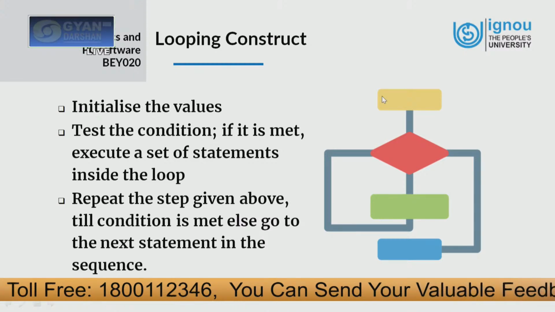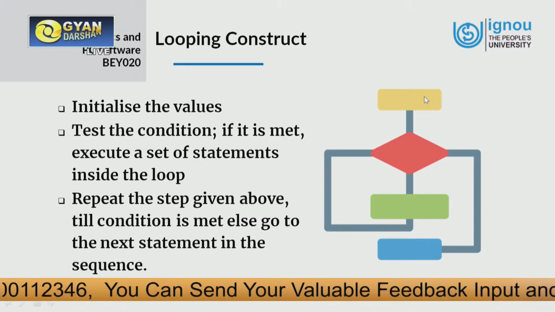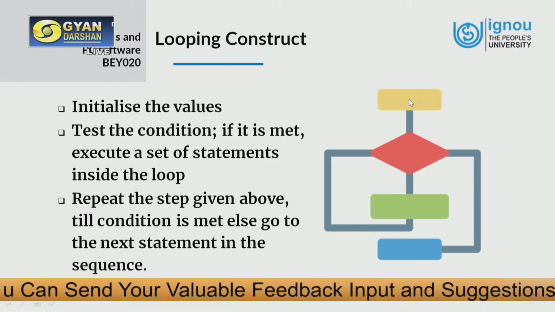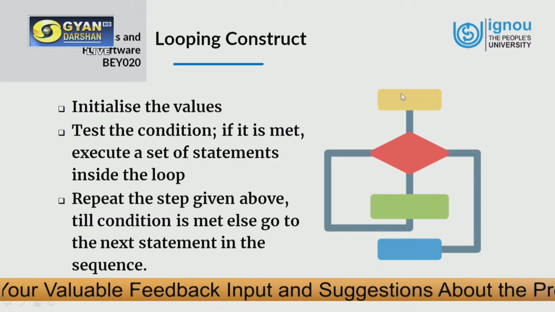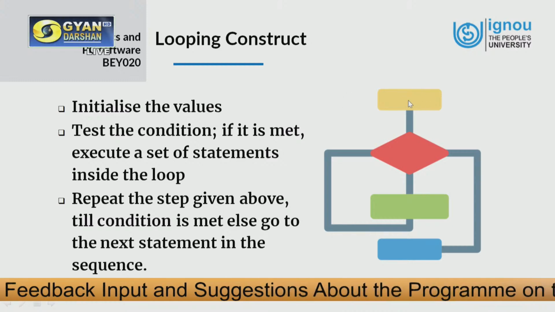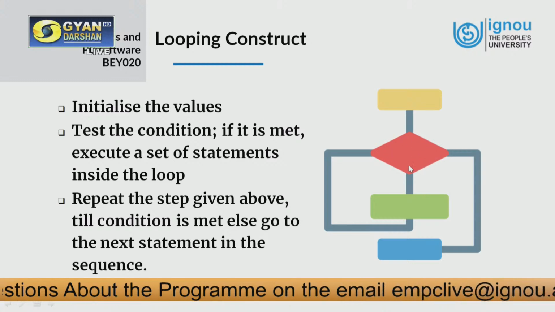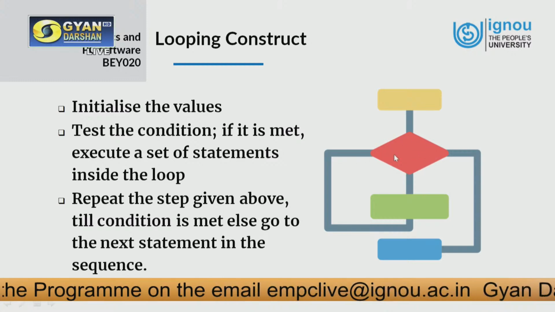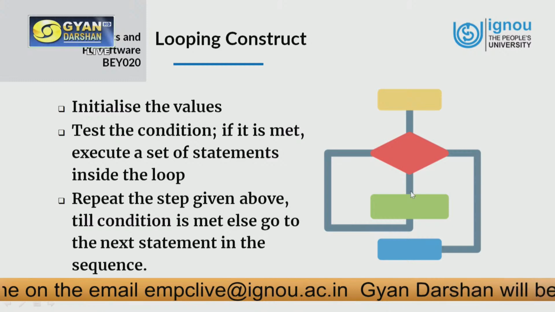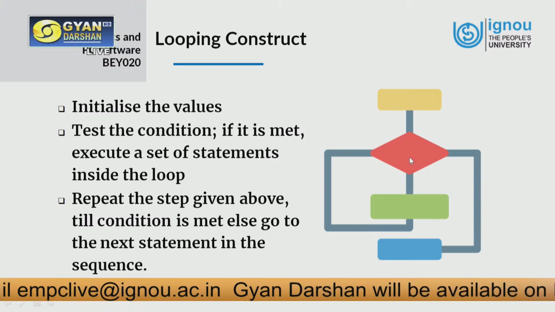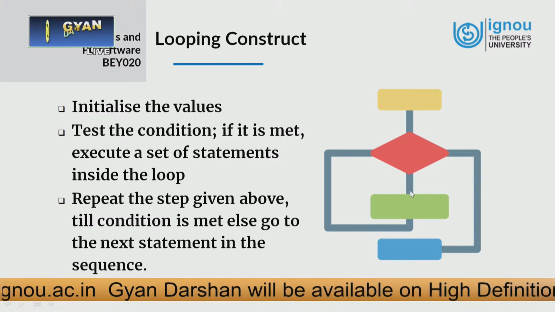Now, the looping construct goes like this: over here you might do some initialization, so you may initialize the values in this zone. Then you test a condition, and the condition will have only two outcomes. One is true.